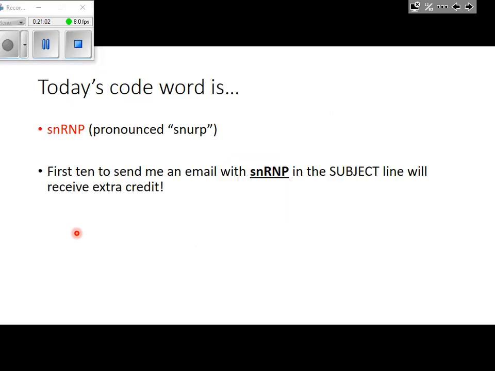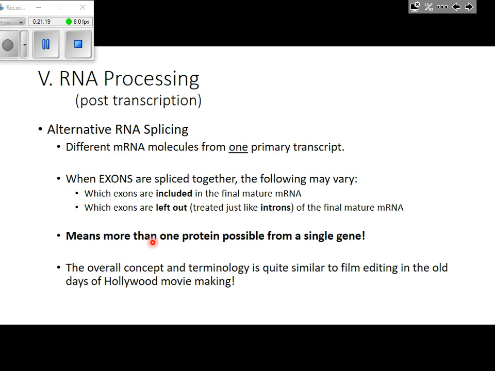Okay, so this is a good time to mention today's code word, and you know what to do with the code word. Today's code word is SNRP, and even though it's pronounced SNRP, it's actually spelled SNRNP. That's today's code word.